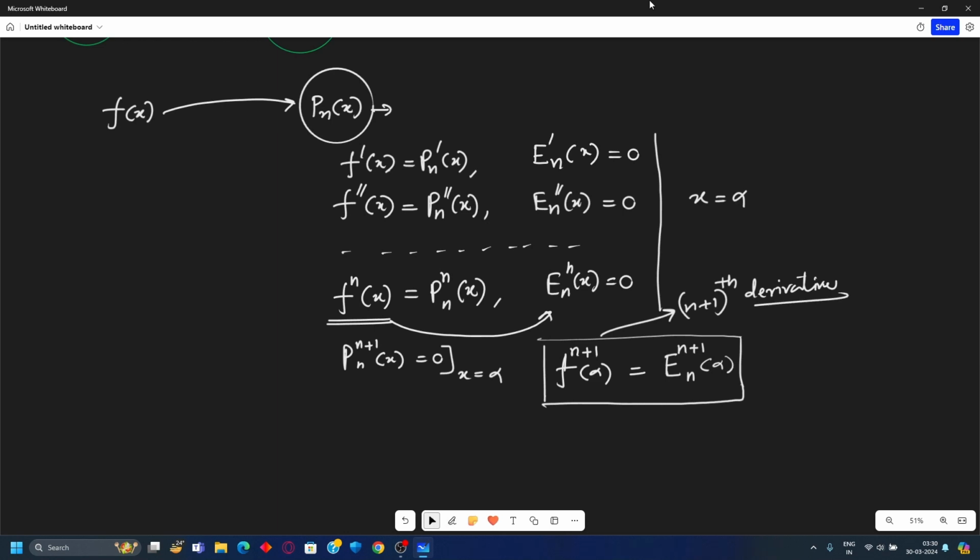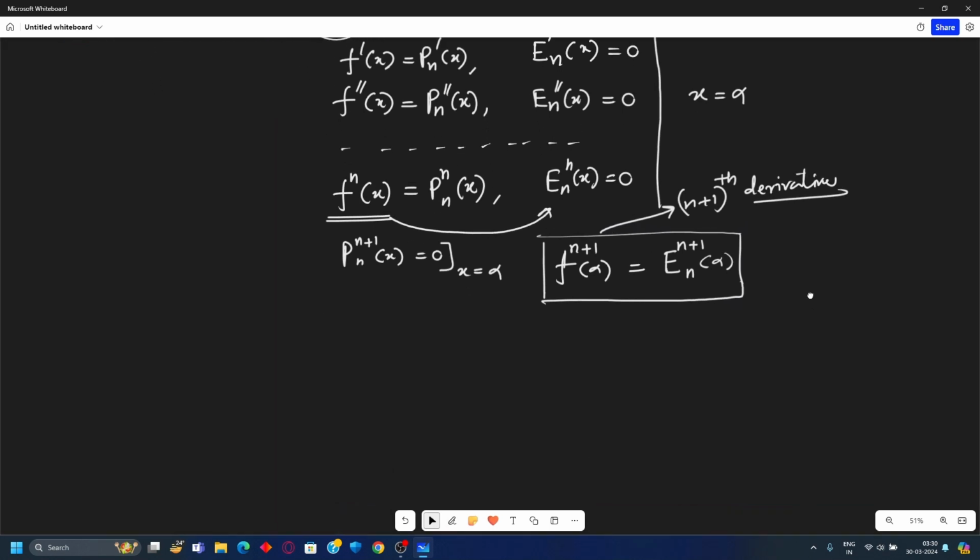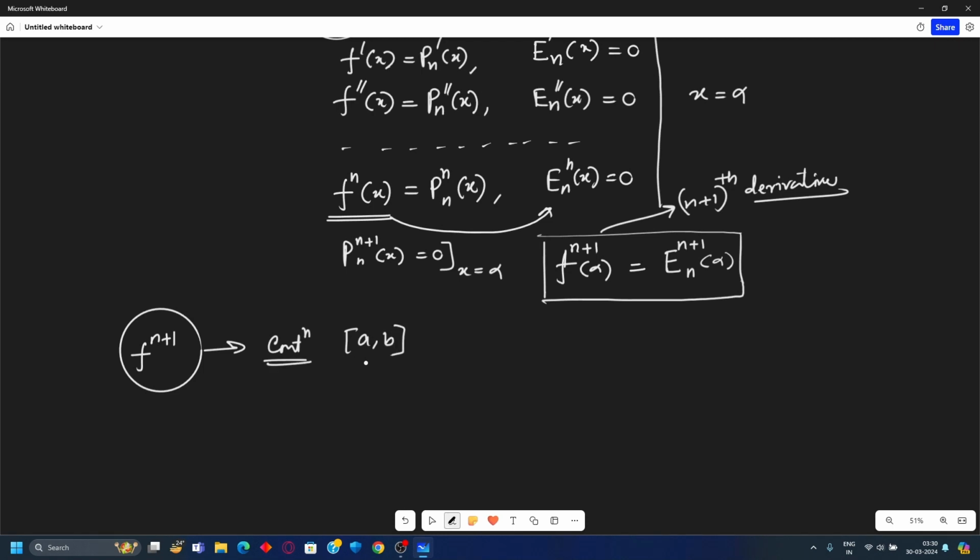Okay, now the function, it says that it is continuous and it has the n plus 1th derivative. All the derivatives are differentiable. What does it mean? It means it is continuous, right? It means it is continuous over a closed interval a comma b. A function which is continuous over a closed interval is always bounded, both bounded above as well as bounded below. So it must be bounded.